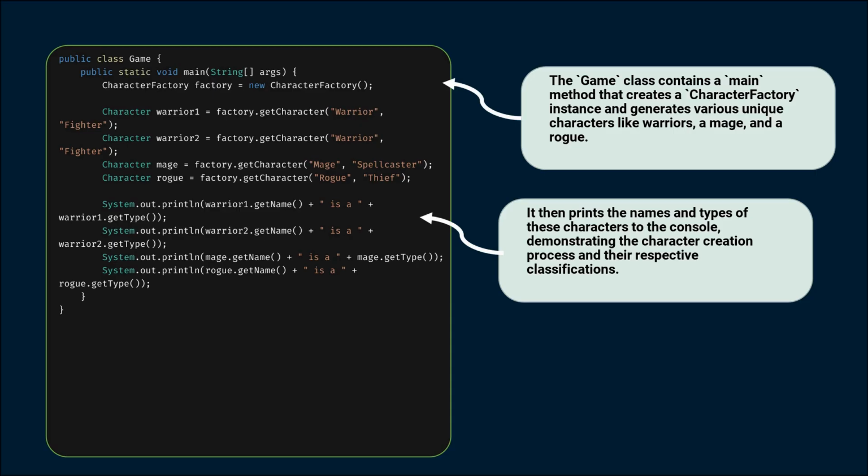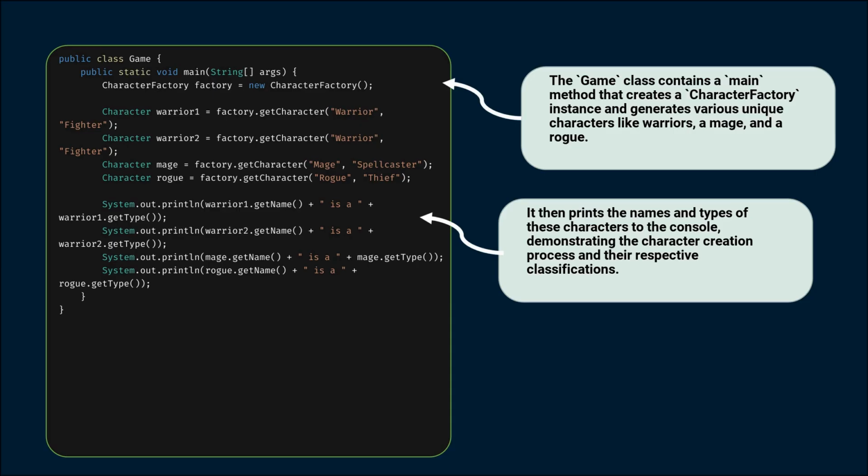Notably, when we request the same warrior character again, the factory recognizes that an identical instance already exists in its cache and returns the existing character. This is a critical feature, as it demonstrates how the caching pattern improves performance by preventing unnecessary object creation in high-demand scenarios, like those typically found in gaming.